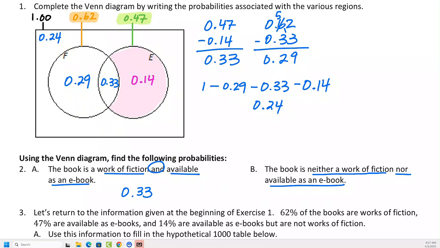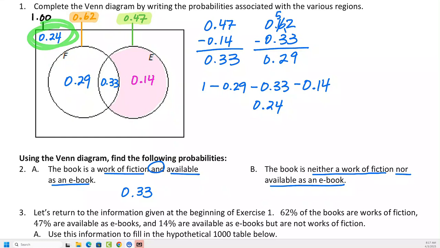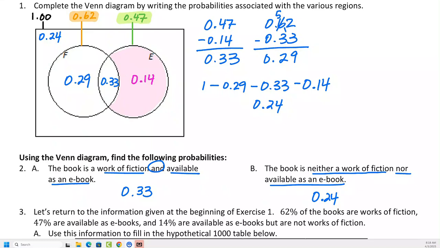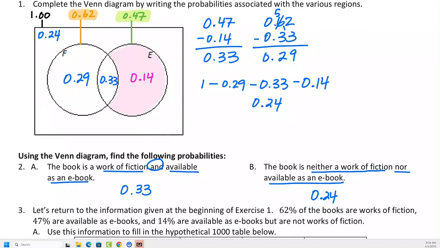What was that? Outside of the two circles. That's going to be what's out here, and we had figured that out already. It was the 0.24. So once we've filled in the diagram, those two questions are just how do you read the diagram? Okay, how are we doing with that? We cool?